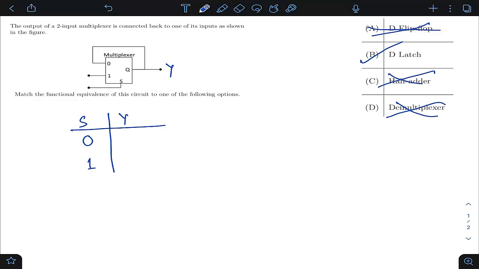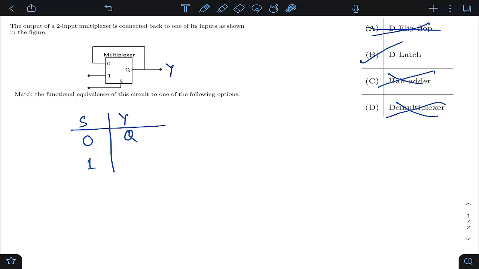So if I make S equal to 0, what is going to happen? The input available on I0 will be transmitted to the output. You see this I0 is connected to this Q itself. So Y is equal to Q. In fact, Y and Q are the same here. I'm just renaming it for my convenience. So when S equals 0, you get Y equal to I0, and I0 is nothing but Q.